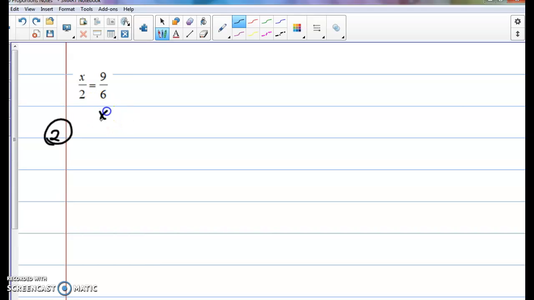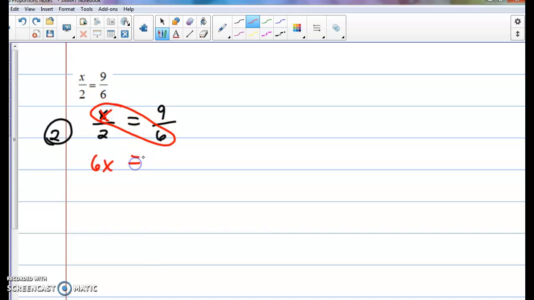We have x over 2 equals 9 over 6. And now we're going to cross multiply. So I start with my variable first, so x. I'm going to do x times 6. And this time I'm going to write just the answer. We won't worry about showing the multiplication. So x times 6 is 6x.